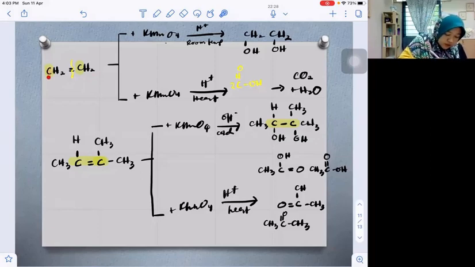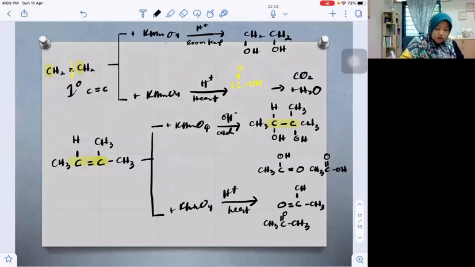Both of the carbons are primary carbons. Look at this carbon, it is only attached to one carbon, so it is primary. As for the second carbon of the double bond, it is also a primary carbon because it only has one carbon attached to it. So the strong oxidation of the primary carbon double bond will produce carbon dioxide plus H2O. The primary will produce CO2 plus H2O.